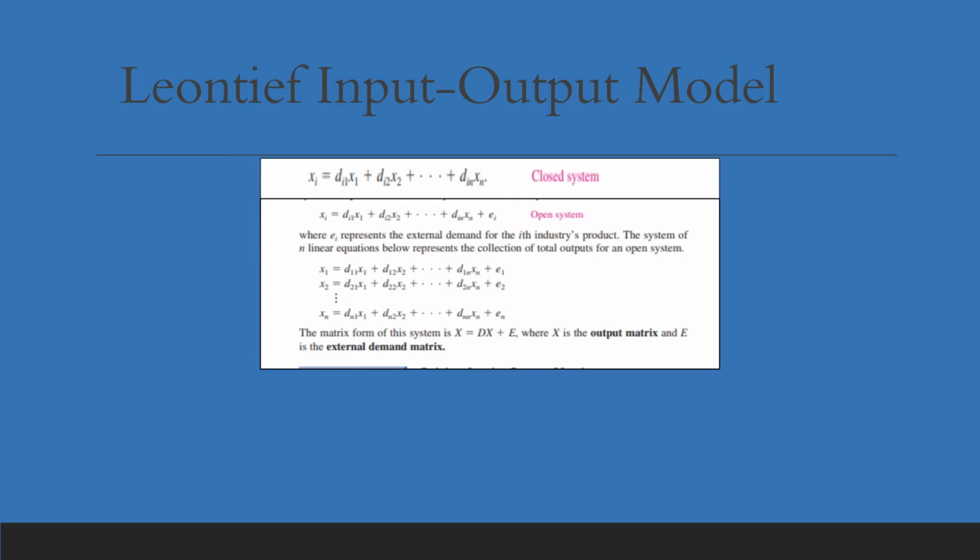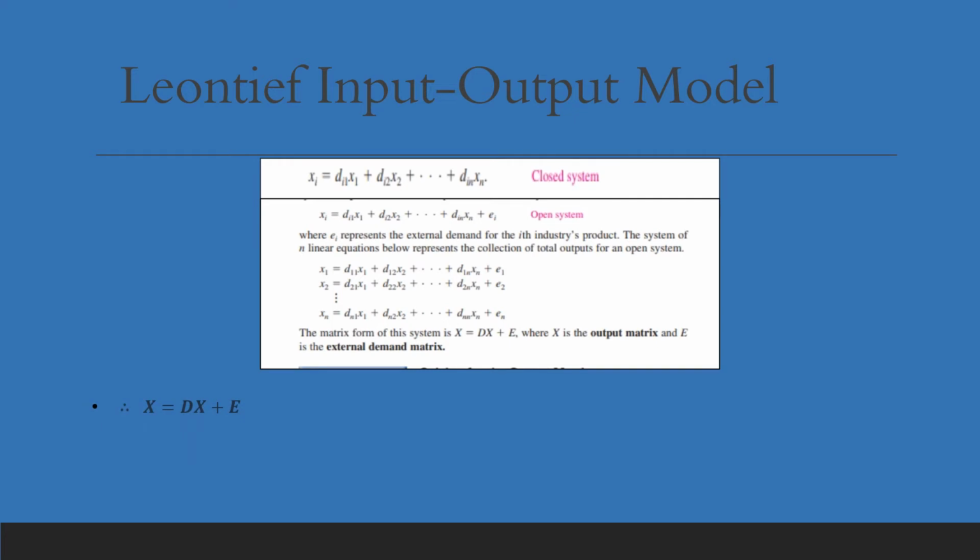So the system of n linear equations is X1 equals D11 X1 plus D12 X2 plus etc., D1n Xn plus E1, etc., Xn equals Dn1 X1 plus Dn2 X2 etc., Dnn Xn plus En. So we can rewrite this in matrix form for the open system as X equals the input-output matrix D times X plus E, where E is the external demand. So X is the output matrix, E is the external demand matrix.